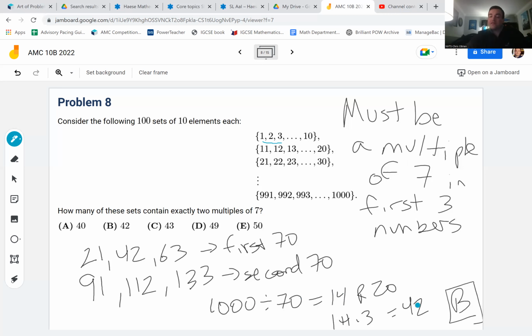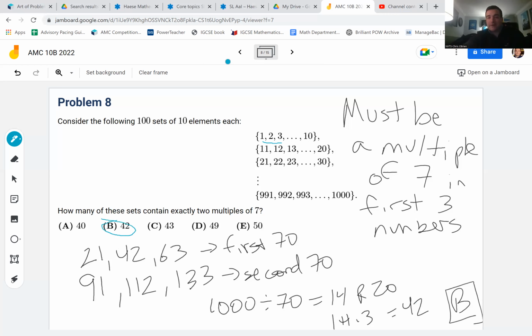Now we have to ask ourselves, could there be one more in those extra 20 left over at the end? Because 14 times 70 is 980. Well, 980 is a multiple of 7. 987, no, because that doesn't end in a 1, 2, or 3. 994, no, doesn't end in a 1, 2, or 3. And the next one's over 1,000. So therefore, we would have exactly 42 sets that contain 2 multiples of 7. So our answer must be B, 42.